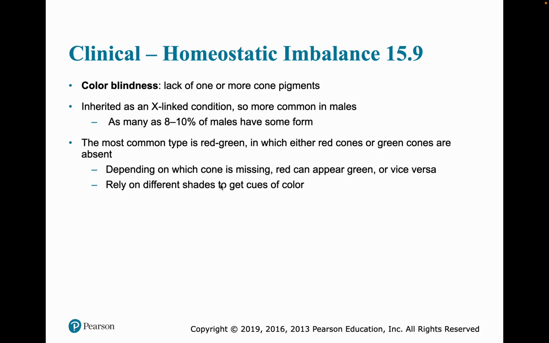Color blindness is the lack of one or more of the cone pigments, generally inherited as an X-linked condition, so it is more common in males. Approximately 8 to 10% of males have some form of color blindness. The most common type of color blindness is red-green, in which either the red cones or the green cones are absent, and depending on which cone is missing, red can appear green or green can appear red, and individuals rely on different shades to get cues of the color.